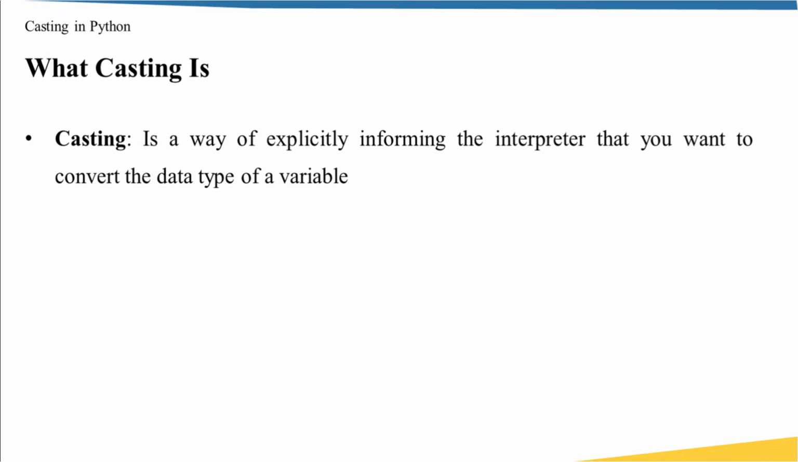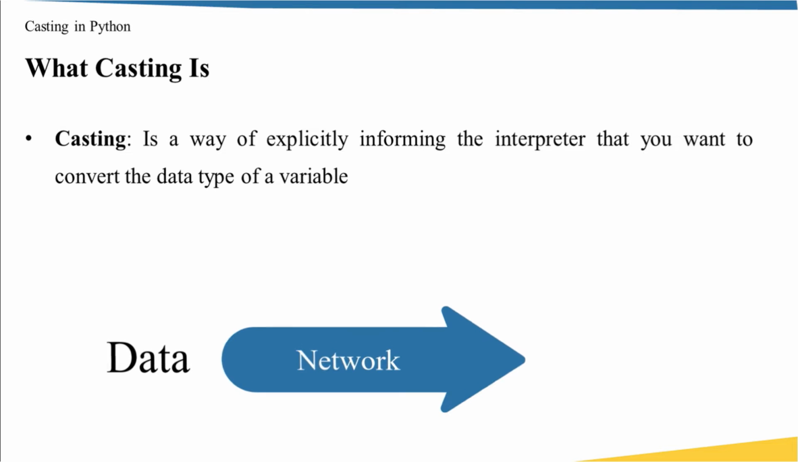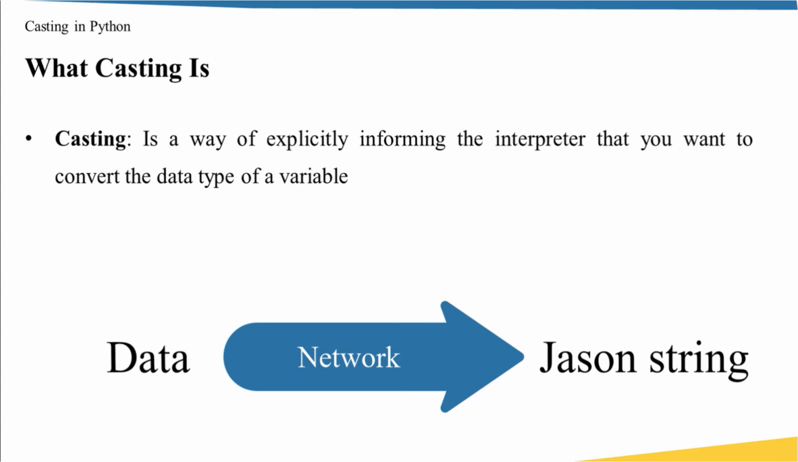What's casting? Casting is a way of explicitly informing the interpreter that you want to convert the data type of a variable. We know that we have a lot of data types in Python, like integer, float, list, tuple, dictionary, and so on. And we need a way to convert one type to another, and this is known as casting. We could need casting in a lot of scenarios, like for example, when we send data over a network, we send this data as a JSON string.